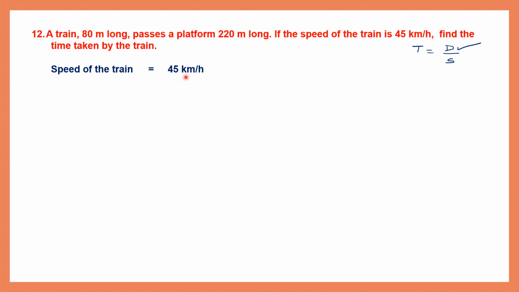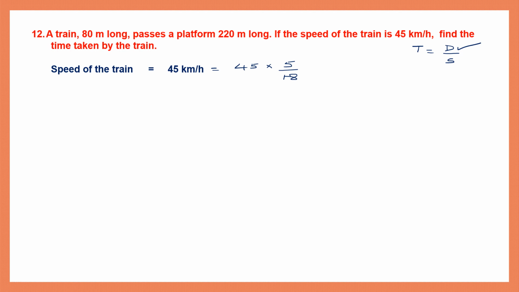Now here it is 45 kilometers per hour, but if you look elsewhere, you'll see that the length of the platform and the length of the train are in meters. So let's convert this kilometers per hour into meter per second. That will be simple. That is 45. When you convert it into meter per second, all you have to do is multiply it by 5 by 18. Now here let's cancel what we can.